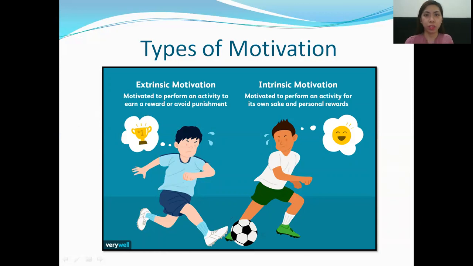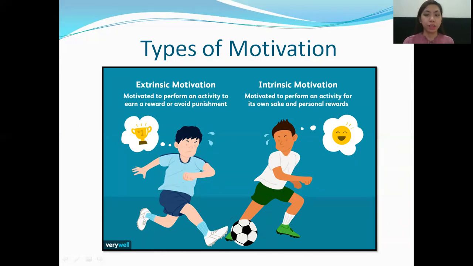While motivation that arises from inside an individual is called intrinsic motivation. Intrinsic motivation is when you engage in a behavior because you find it rewarding. You are performing an activity for its own sake rather than from the desire for some external reward.